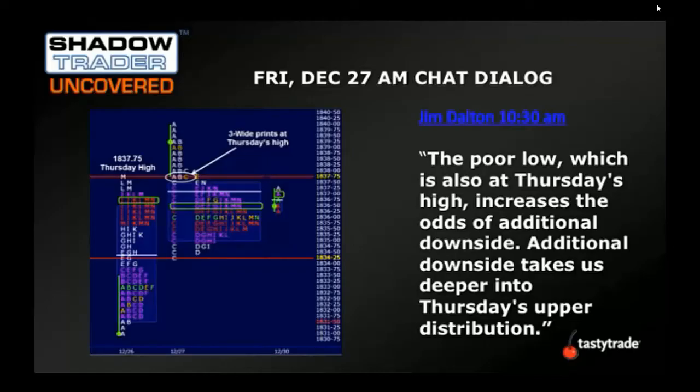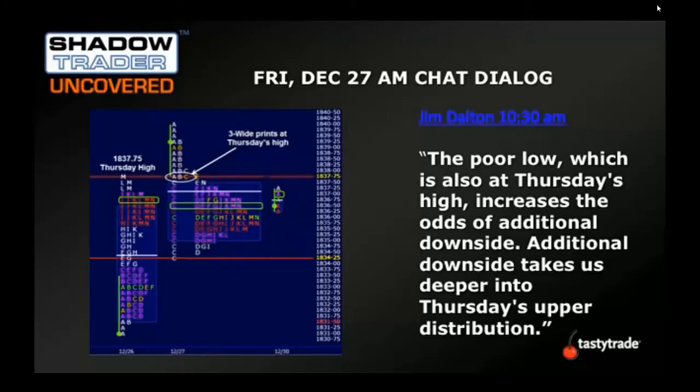Thank you. We were talking about Thursday's high at 1837.75, and initially we had an AB print at that high. That is not considered a good low. A good low would have at least 2 single prints below it that had shown some rejection. I just finished saying that when I see this kind of trading, it's usually an indication that it's short-term money. Understand, short-term money can be very fickle.